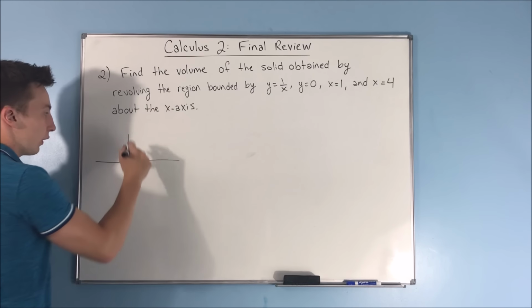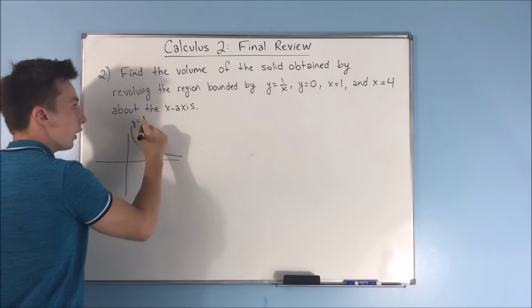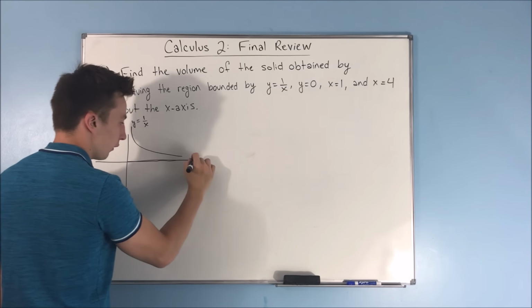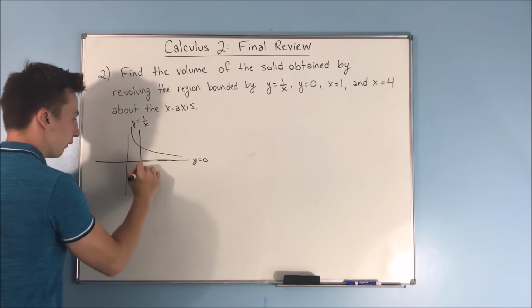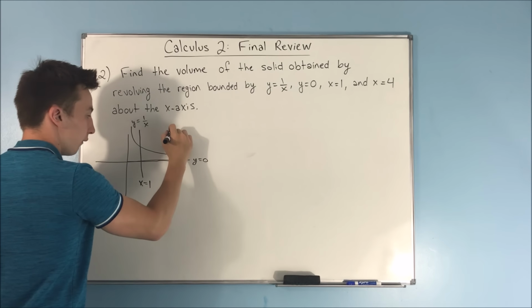We have 1 over x. We have y equals 0, which is going to be this line right here. We have x equals 1. And we have x equals 4.